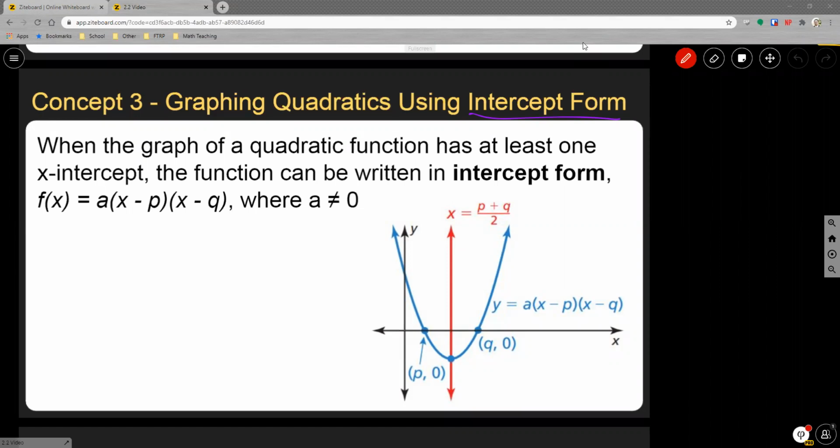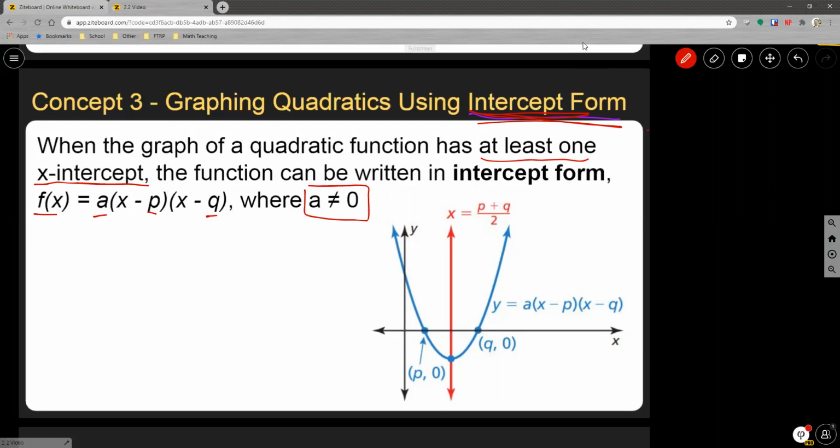So let's get going. Concept 3, we're graphing quadratics using intercept form. I underlined this in the last video. When the graph of a quadratic function has at least one x-intercept, the function can be written in intercept form. So at least one x-intercept, that's important. The function can be written in intercept form, which is f of x equals a times x minus p times x minus q, where again, a is not equal to 0.